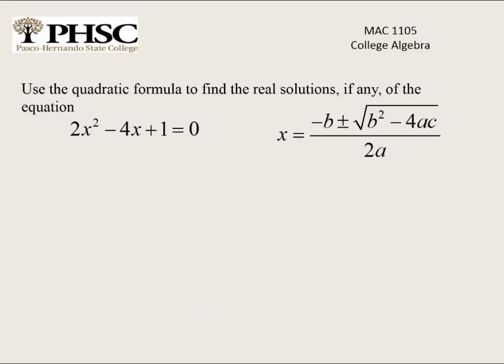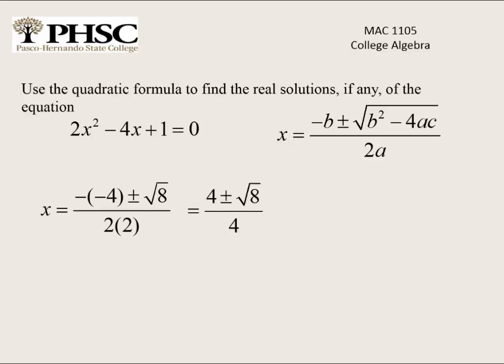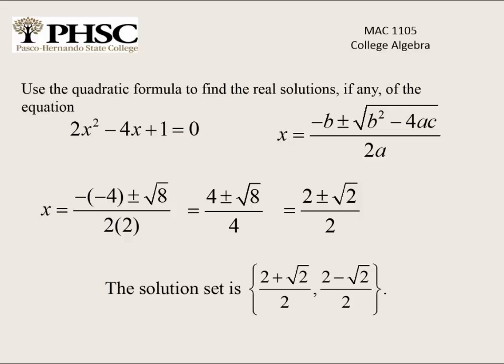So here's the quadratic formula. We're going to plug in the values that we have, and then we're going to go ahead and solve. So x is equal to 4 plus or minus square root of 8 over 4. We're going to further simplify that to 2 plus or minus square root of 2. Now, square root of 8 is equal to 2 square root of 2. We take the 2 out, and then we can reduce everything. That's how we end up with 2 plus or minus square root of 2 over 2. So my solution set for this equation is 2 plus square root of 2 over 2, or 2 minus square root of 2 over 2.